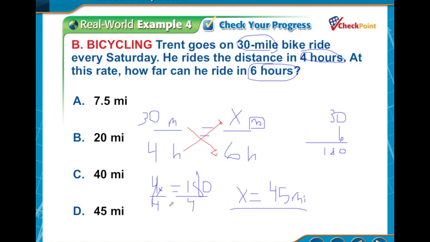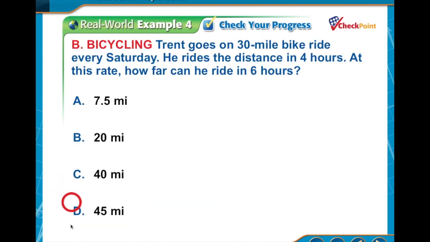So to answer the question, how far did he ride in 6 hours? It's got to be D, 45 miles, based on what we've seen here. So there we go. Easy enough. With a couple steps, we write that proportion, cross multiply, and solve.